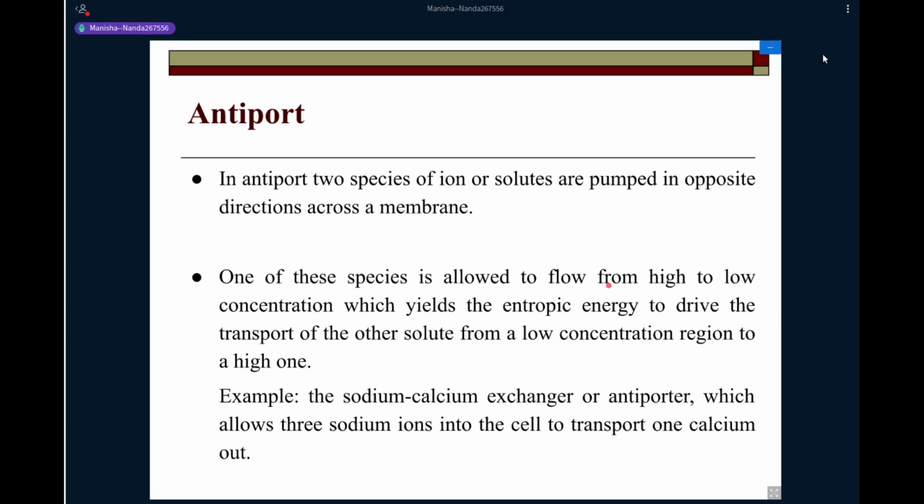One of the species is allowed to flow from high to low concentration, which yields the entropic energy to drive the transport of the other solute from a low concentration region to a high one. The most common example of antiport is the sodium calcium exchanger, also known as the sodium calcium antiporter, which allows three sodium ions into the cell to transport one calcium ion outside. So as soon as three sodium ions are pumped inside the cell, one calcium is transported outside.